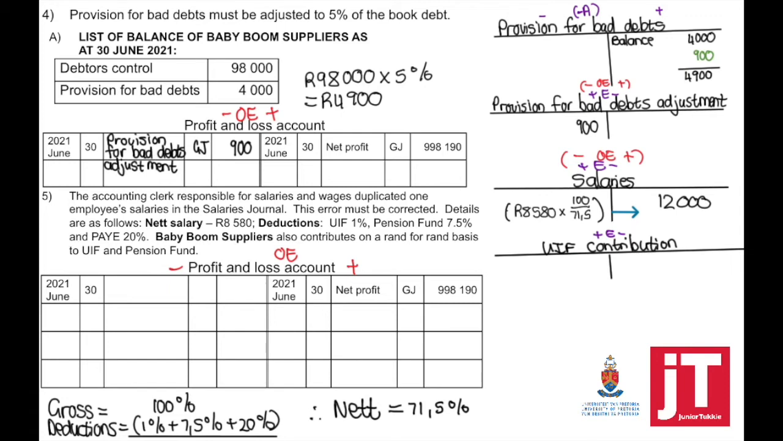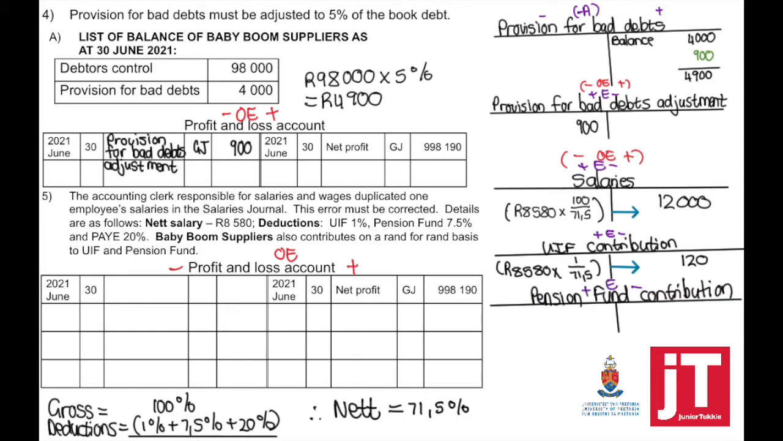To work out the UIF, we can take the net salary times 1 divided by 71.5, or you could take the gross salary of 12,000 and just times it by 1%. That will equal the UIF contribution, 120. With the pension fund contribution, take the net salary times 7.5 divided by 71.5, or you can take the gross salary and times it by 7.5%. It will provide you with exactly the same answer.